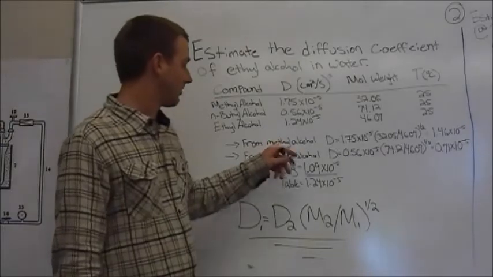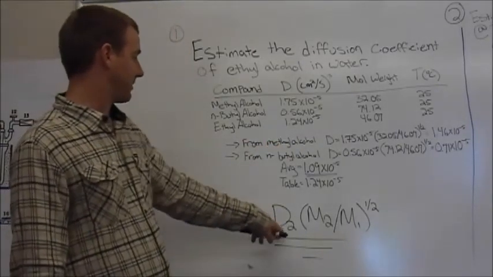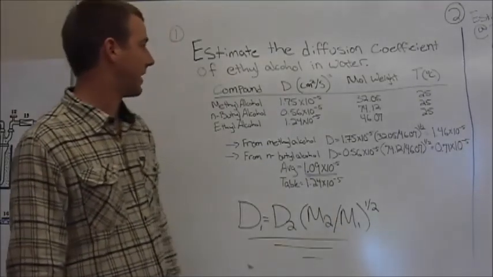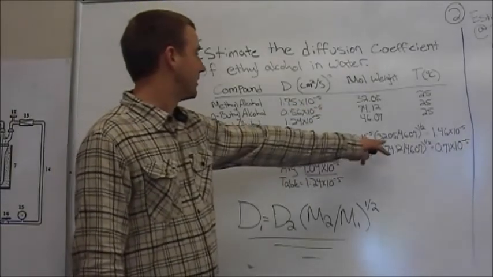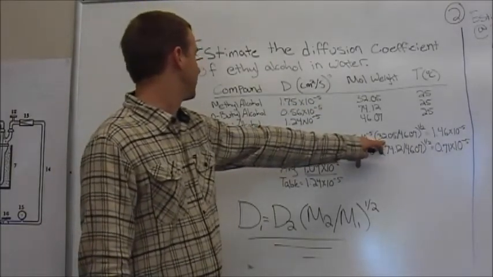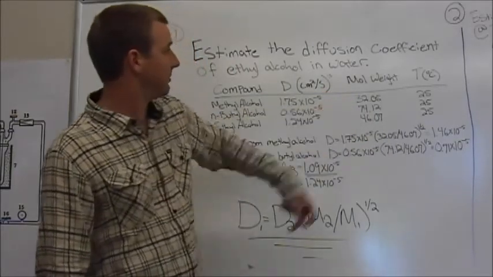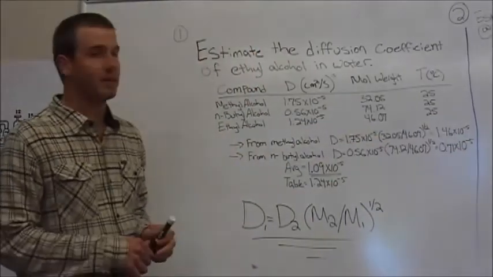For methyl alcohol, we're going to use this equation right here: D final equals D2 times the ratio of the molecular weights to the 1/2 power. This is the ratio of the molecular weights, the methyl alcohol molecular weight over the ethyl alcohol molecular weight, and that's going to give us 1.46 times 10 to the negative fifth.